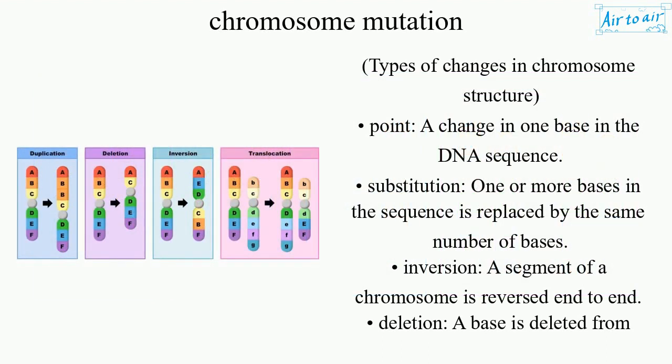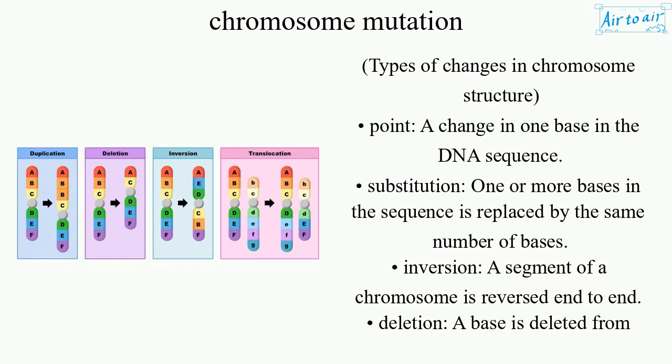Types of changes in chromosome structure. Point: a change in one base in the DNA sequence. Substitution: one or more bases in the sequence is replaced by the same number of bases. Inversion: a segment of a chromosome is reversed end to end.